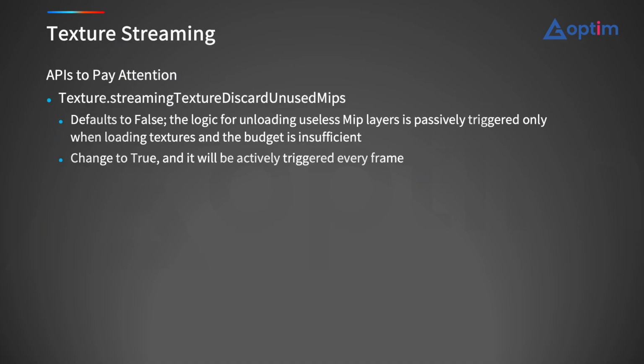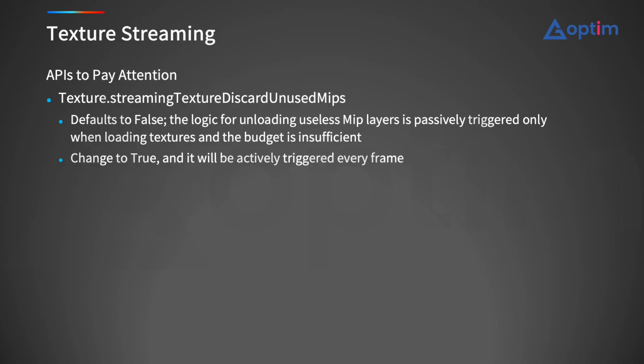There are also additional APIs worth mentioning. For example, Texture.streamingTextureDiscardUnusedMips. By default, this value is false. This means MIP eviction happens only when new textures are loaded and the memory budget is exceeded. It is a passive mechanism. This explains a common feedback we receive. Some teams tell us, we enabled texture streaming, but camera zooming doesn't seem to change texture sharpness. The reason is simple. The system was waiting for memory pressure conditions before triggering eviction.